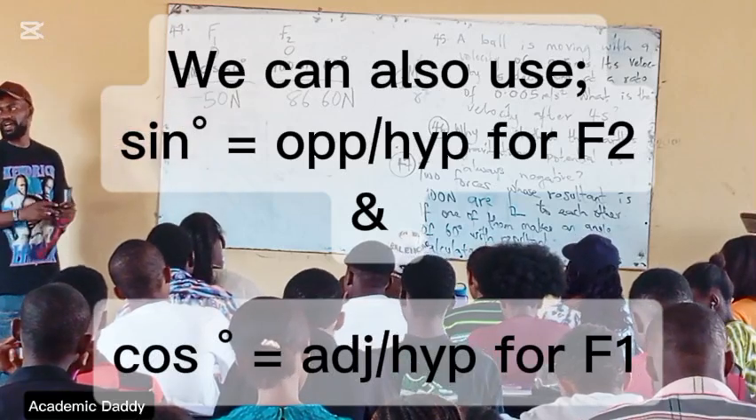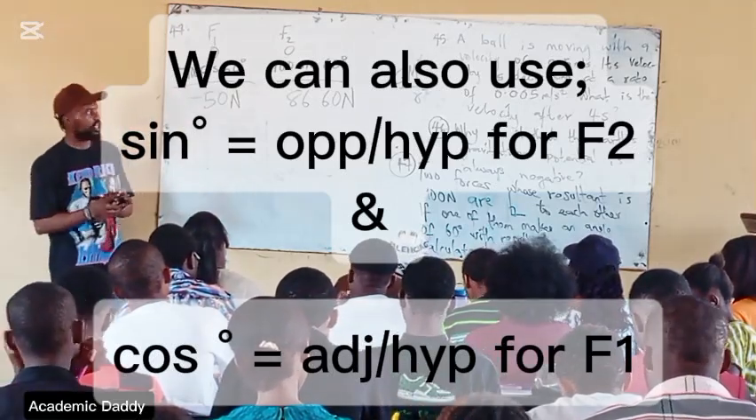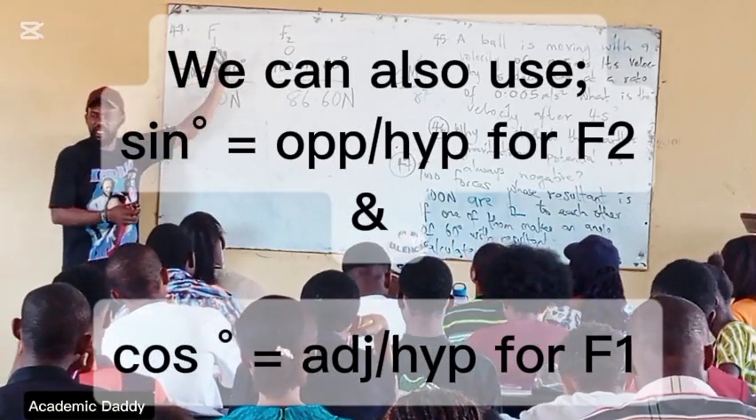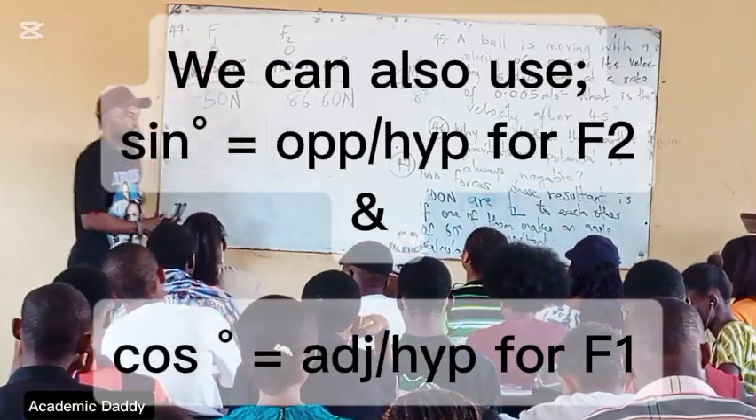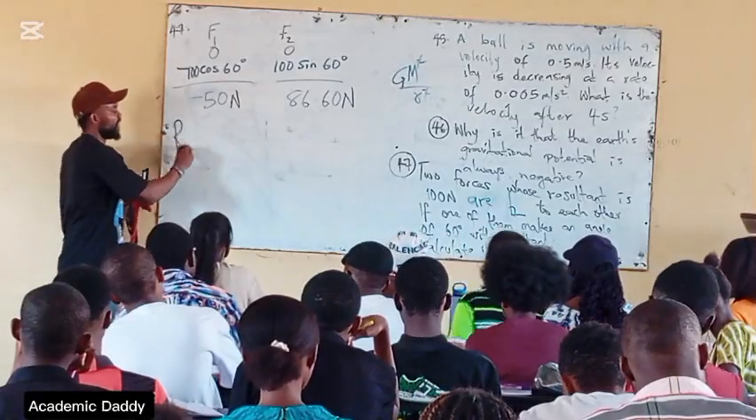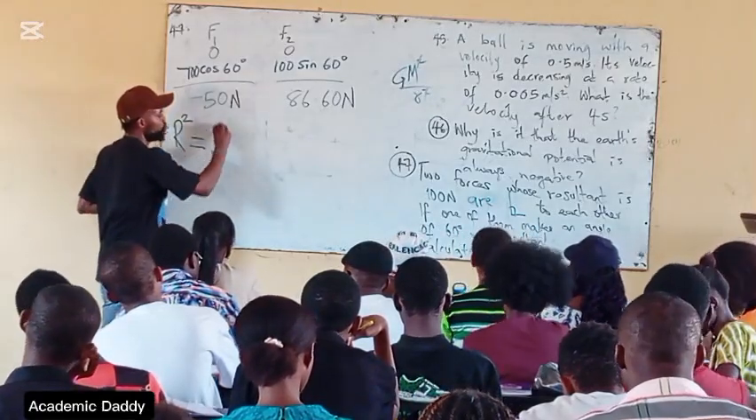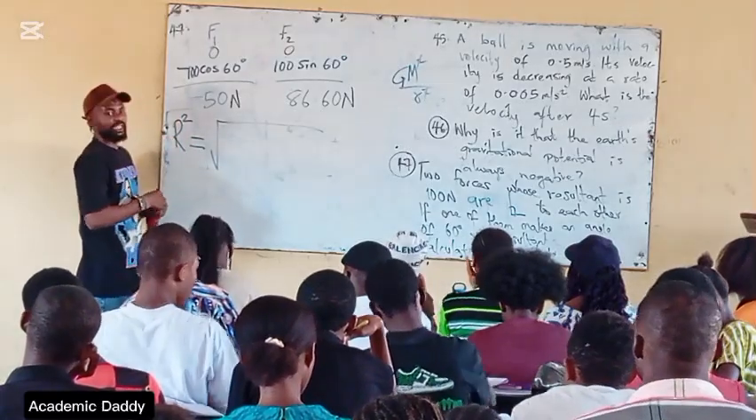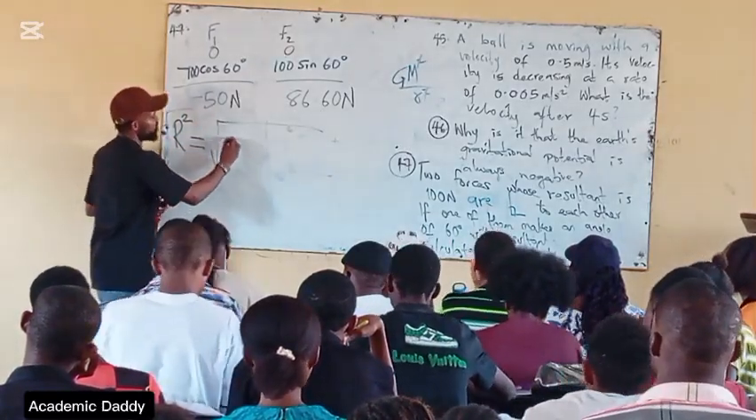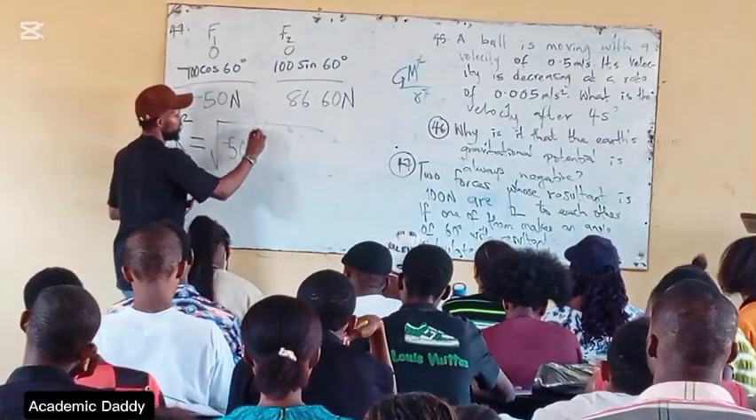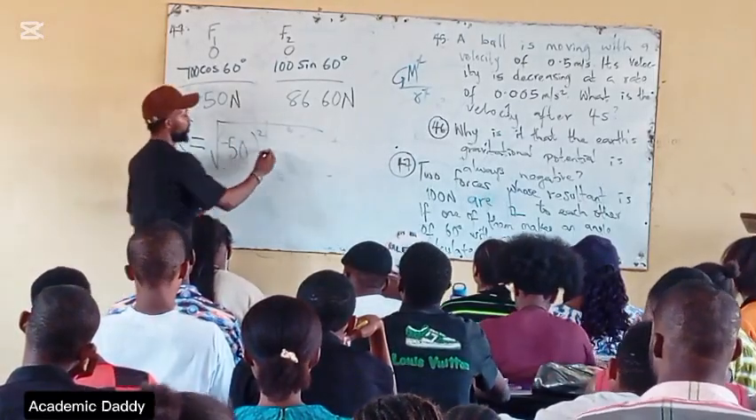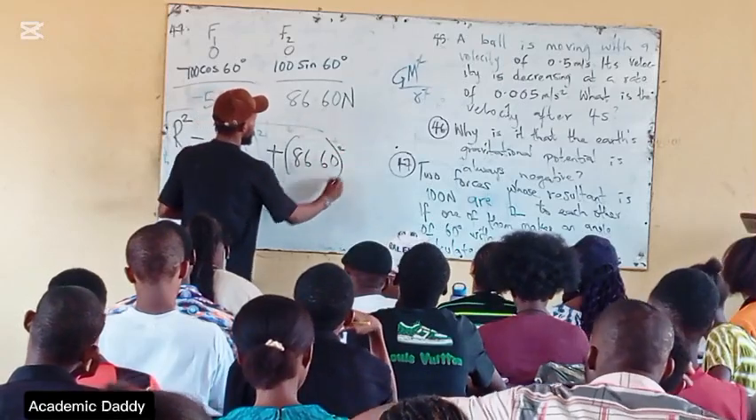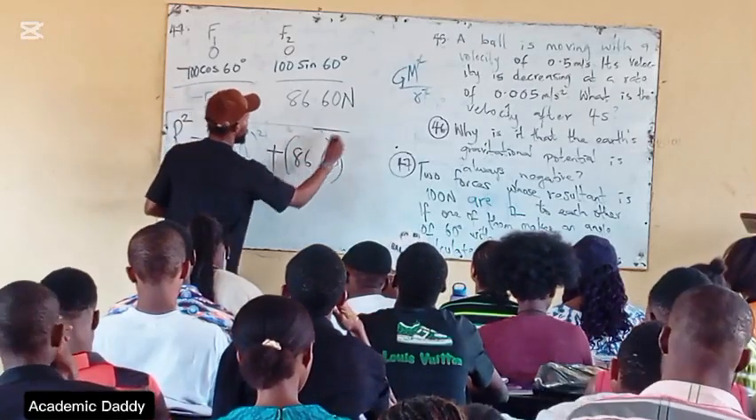Now how to know if you are correct is that the minute you finish this, we resolve it on a particular axis, let's say x axis, y axis. So R squared equals the sum of the squares, that is when you take the root. We do our x squared, which is minus 50 squared, plus 86.60 squared. Now I'm going to check if we are going to get 100.